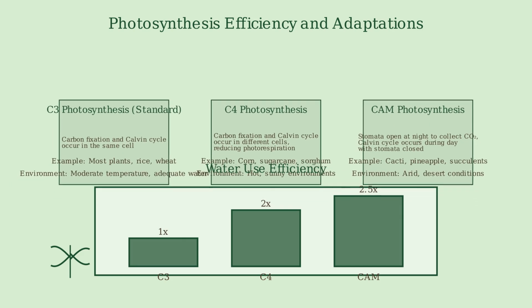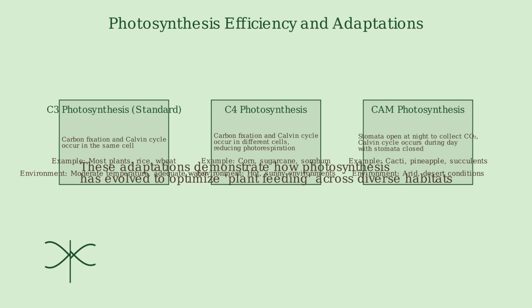C4 plants can be twice as water efficient as C3 plants, while CAM plants can be up to 2.5 times more efficient. These diverse photosynthetic strategies show how plants have evolved different ways to eat depending on their habitat, highlighting the remarkable adaptability of photosynthesis as a feeding strategy.